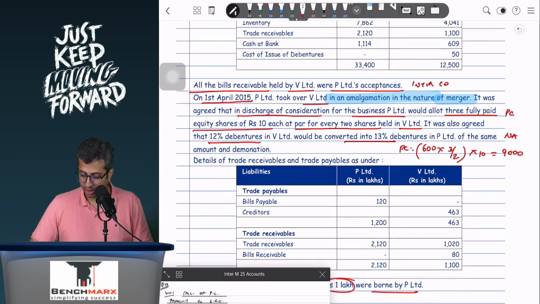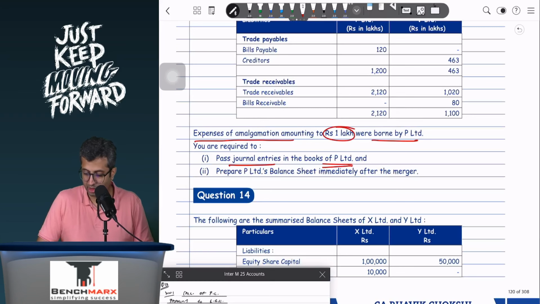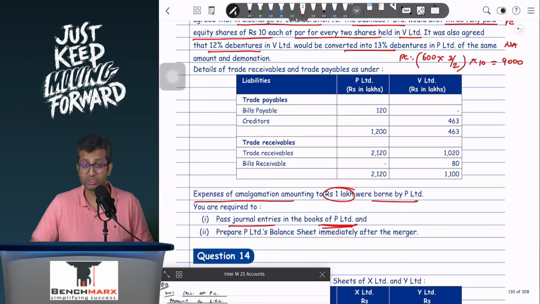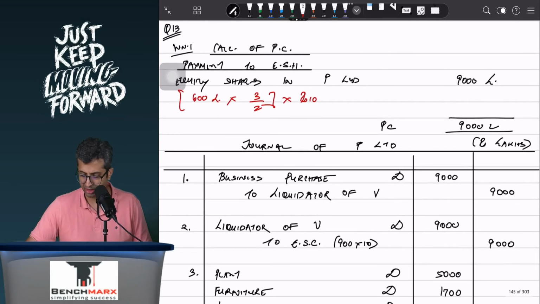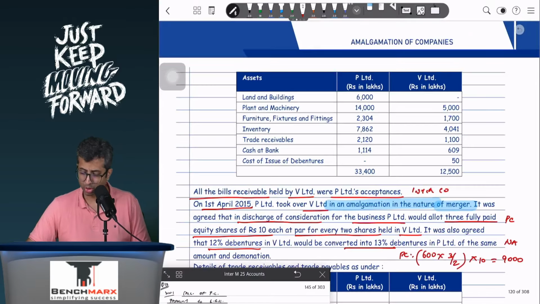Okay, you are asked to pass the journal entries in the books of P. So in the books of P, it is business purchase account debit to liquidator of V. This will be at 9,000. And then liquidator of V account debit to equity share capital 9,000. Nothing new over here.